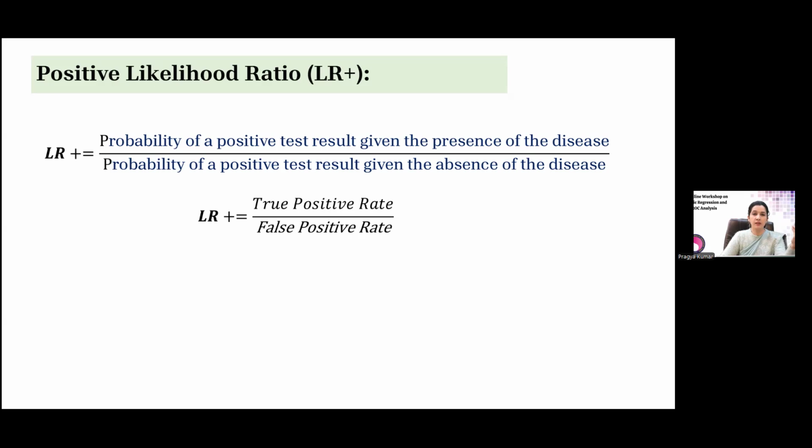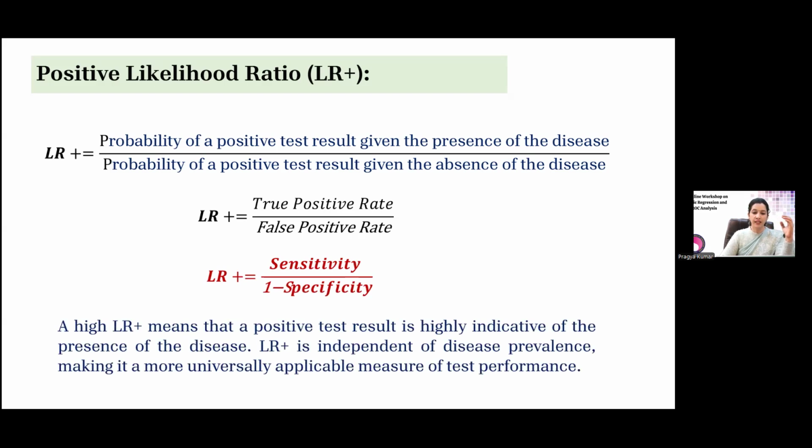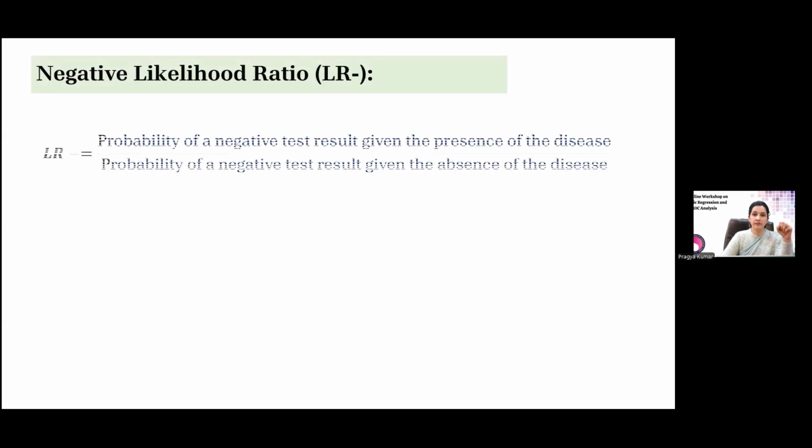Similarly, what is the negative likelihood ratio? Negative is basically where you see only the test negative. Remember, here we are only talking about the test. Right now it is only for positive; if you convert, it is sensitivity over 1 minus specificity. This is the positive. Coming to negative, here we talk only about the test negative.